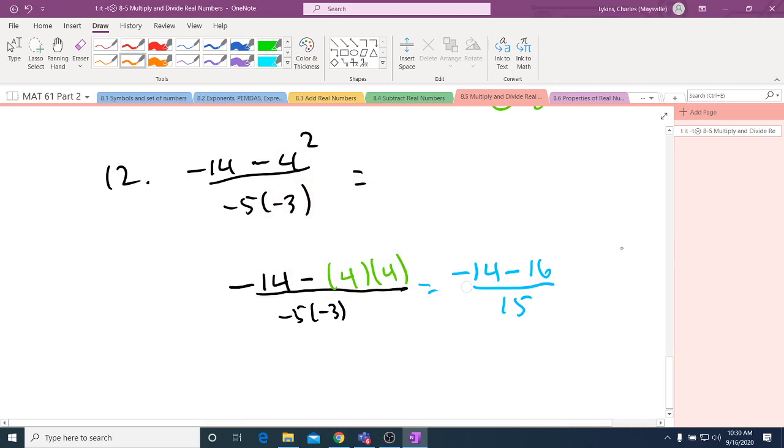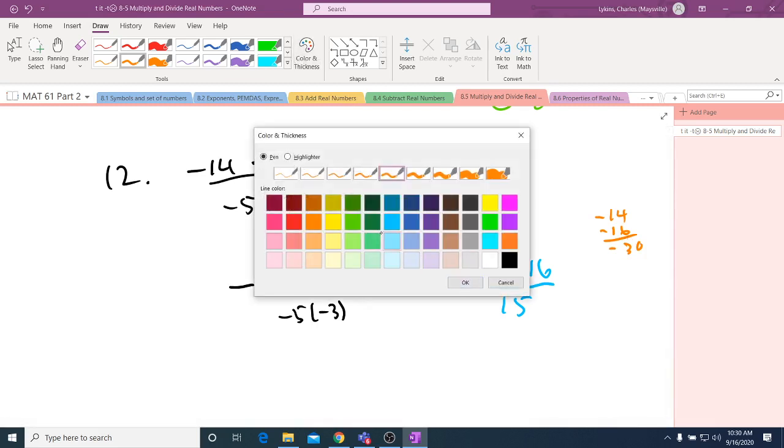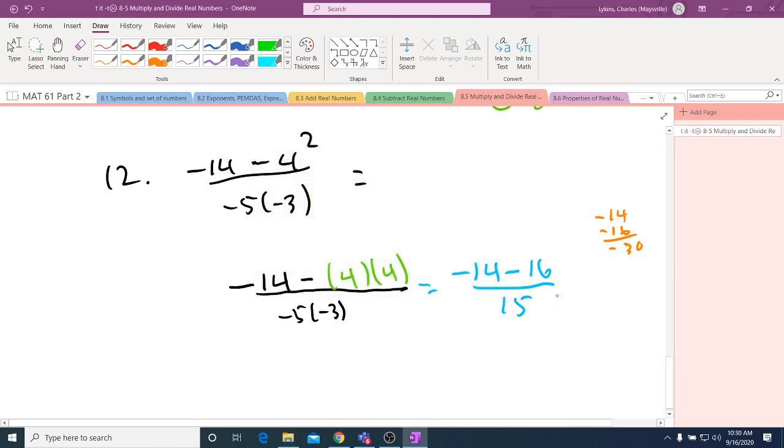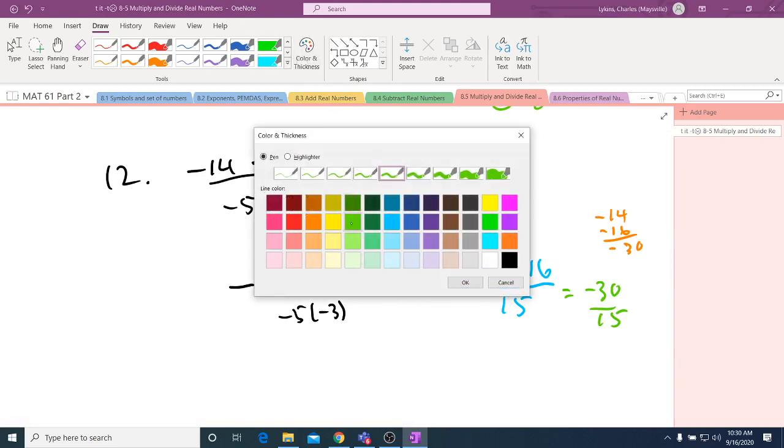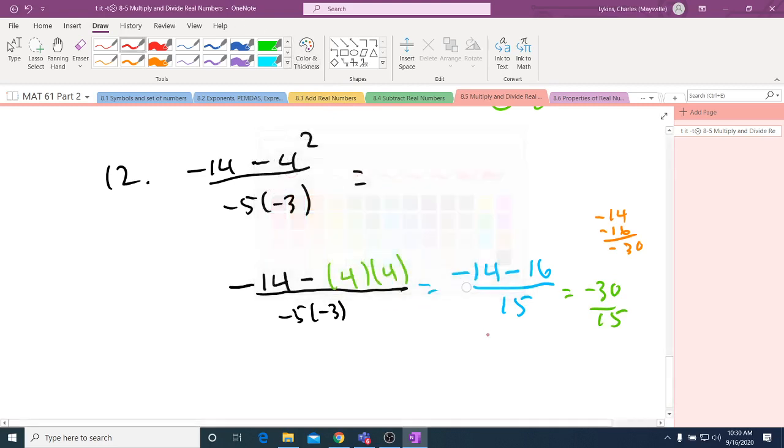Now, as you can recall earlier when we were adding and subtracting, negative 14 and negative 16, well, look at this. The signs drop. 14 and 16 you add up. That means if you owe me 14, you owe me 16, you owe me 30. That's why it's negative. So this would be negative 30 over 15. I only see one negative sign, so that's an odd number, so it's negative. 15 goes into 30 2 times.